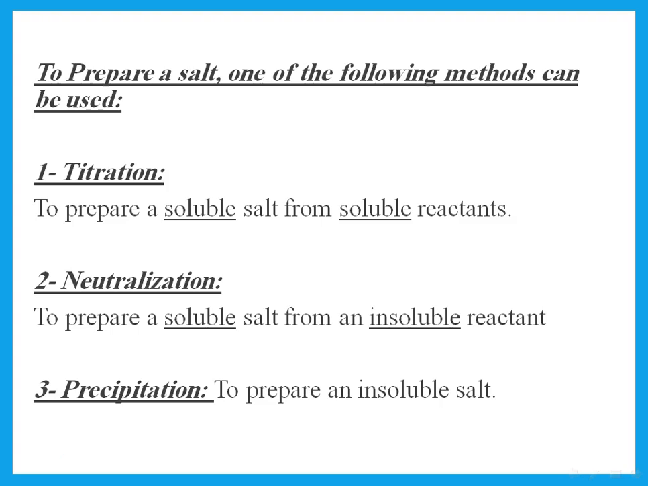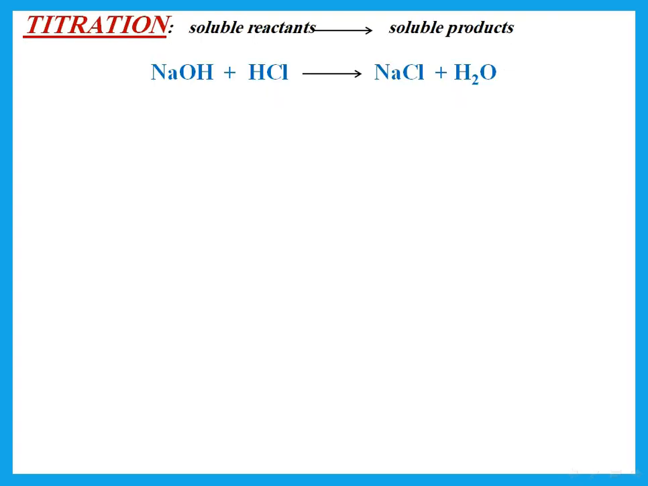Now, which method are we going to use to prepare a salt? Well, if we're trying to prepare a soluble salt from soluble reactants, where everything is soluble, then we use the method called titration. For example, I'm trying to prepare sodium chloride crystals. First of all, you should know that sodium chloride will be prepared from sodium hydroxide and hydrochloric acid. And then I need to know how much I should add in order to have a neutral solution. I don't want excess acid and I don't want excess base.